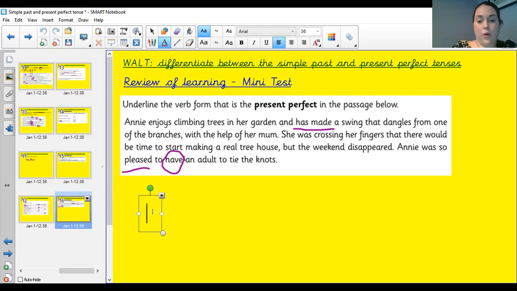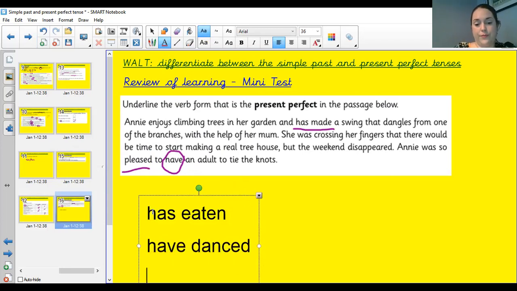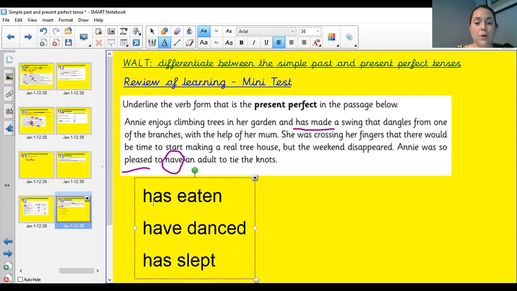Just to clarify, so your present perfect might be has eaten, have danced, have slept. In all of these examples, the verb has is right next to, in front of your other verb. In this example here, the verb have is a separate verb in your sentence. That is why it's not the present perfect. It is not next to, or in front of, your other verb. I hope that makes sense.